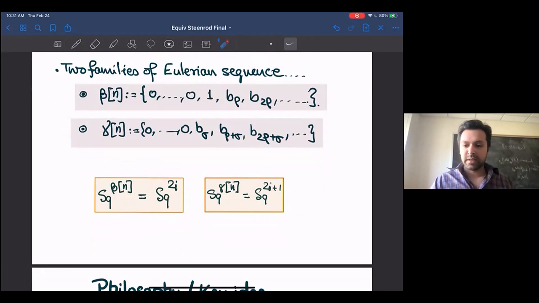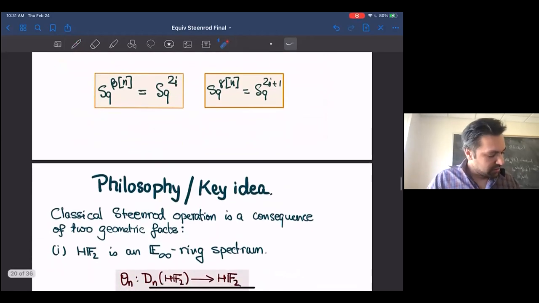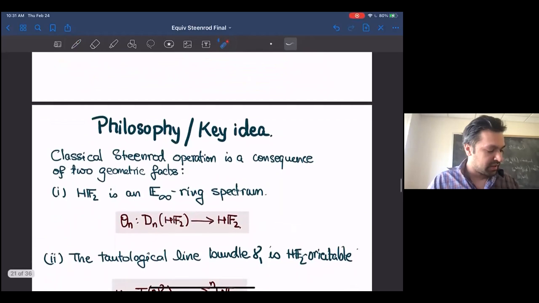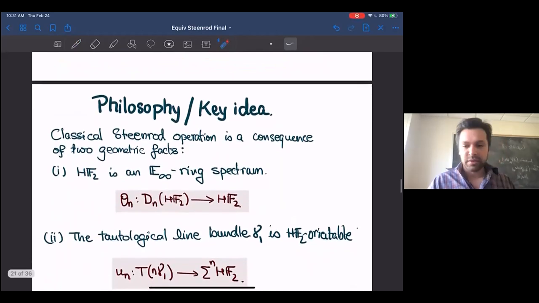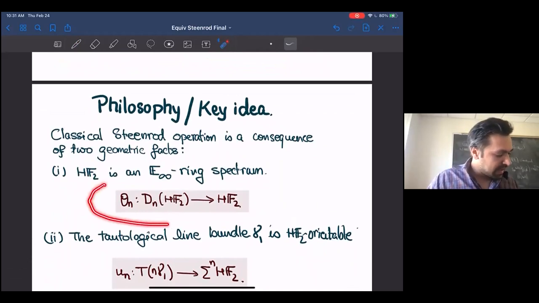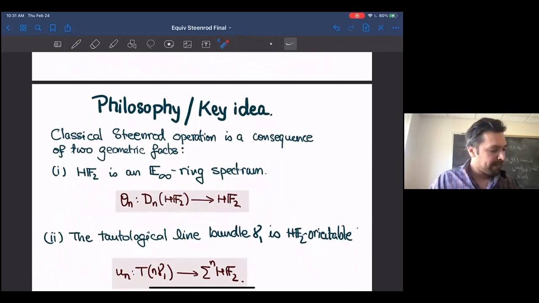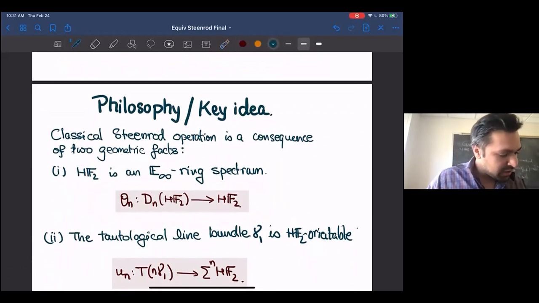Okay, so now that I have described Eulerian sequence, let's get into the philosophy of how to construct it. So the key idea is the following fact: the classical Steenrod operation is a consequence of actually two geometric facts. One is that the Eilenberg-MacLane spectrum is an E-infinity ring spectrum, which means that you have maps theta n, which are maps from Dn, which is called the nth extended power of HF2, to HF2.